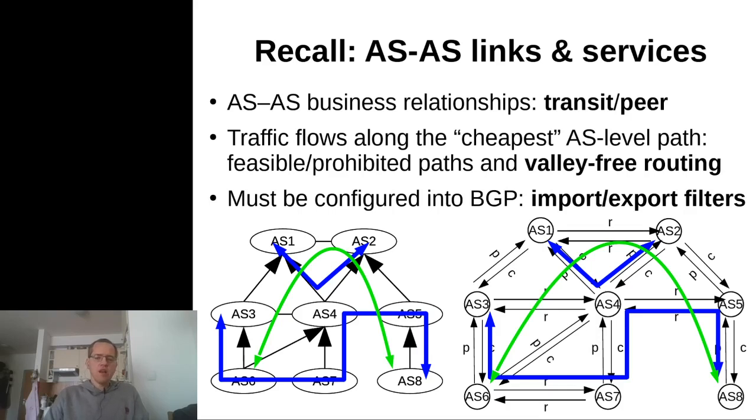So from that point we concentrated on just these transit and peer relationships, and then we tried to turn this economic understanding of the AS level topology into an understanding of the structure of the routes and the AS level paths, forwarding paths that emerge on top of this economic model.